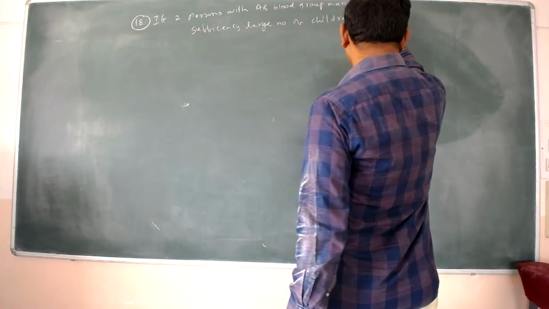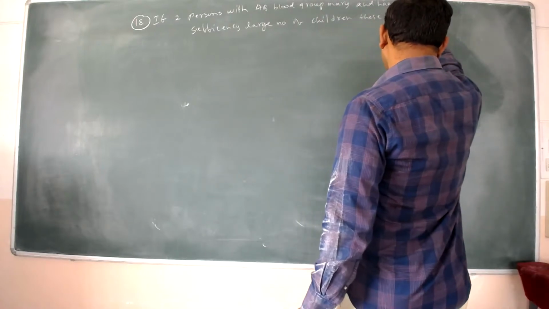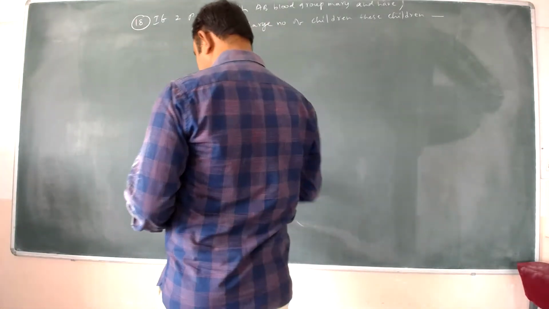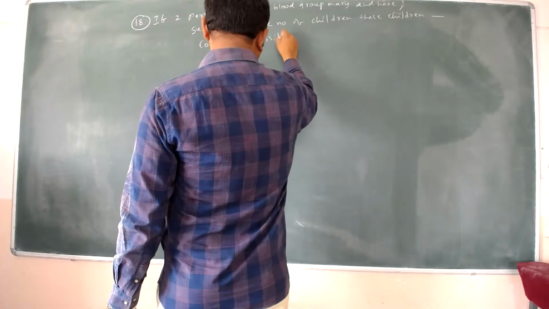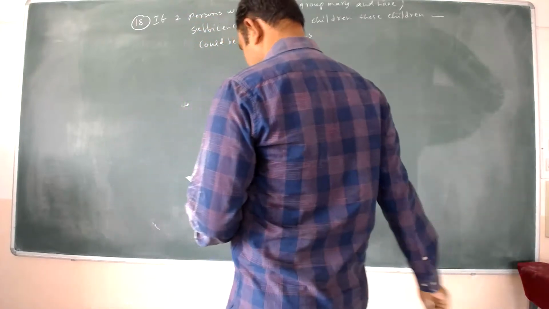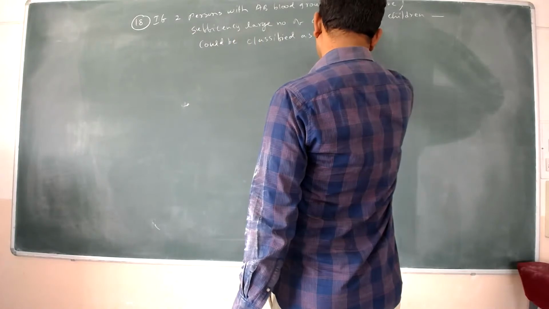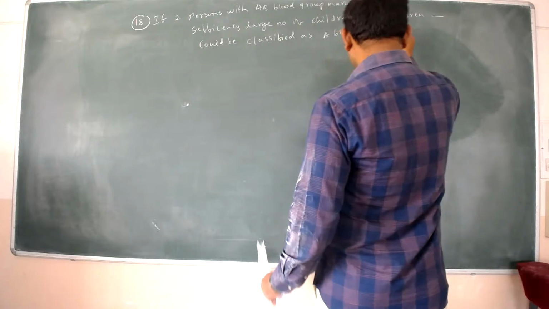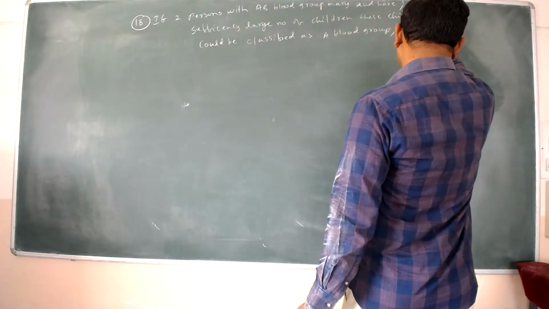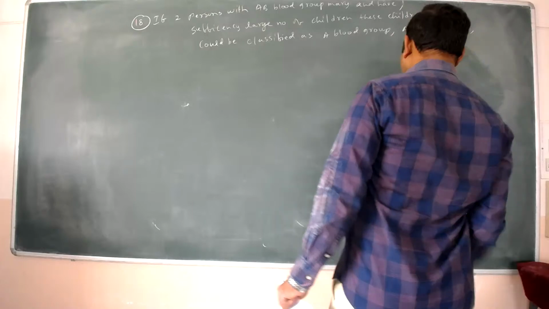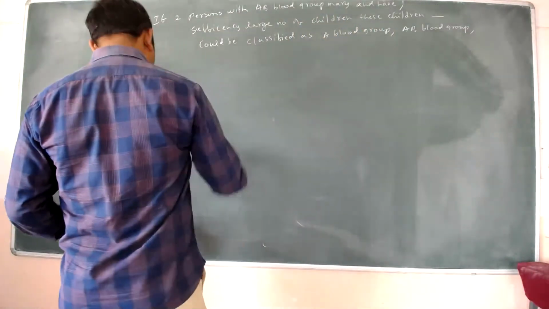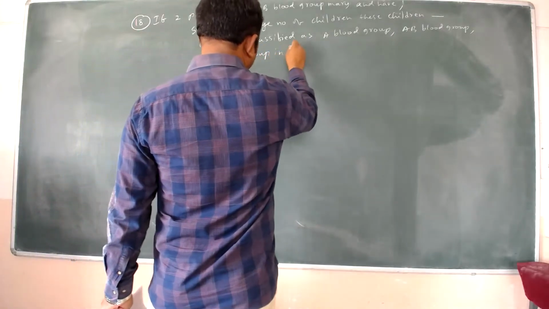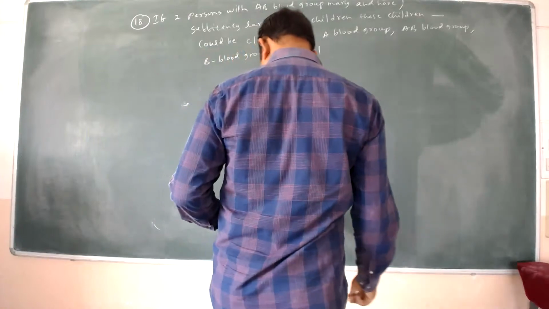These children could be classified as A blood group, AB blood group, B blood group, in 1:2:1 ratio.